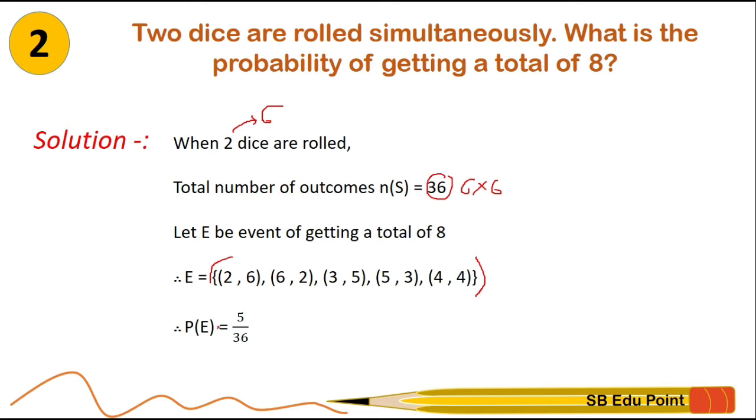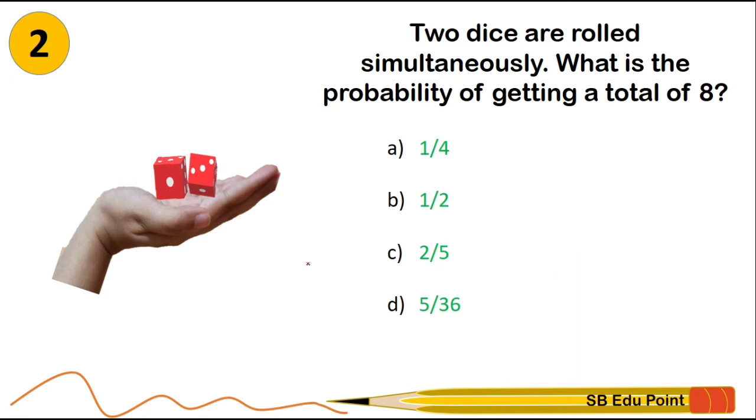So the probability of getting a total of 8 will be 5 divided by 36. So the correct answer for this question will be option D, 5 by 36. 5 ways we are getting a total of 8 and 36 are the total outcomes of rolling two dice. I think this question is clear to you all.